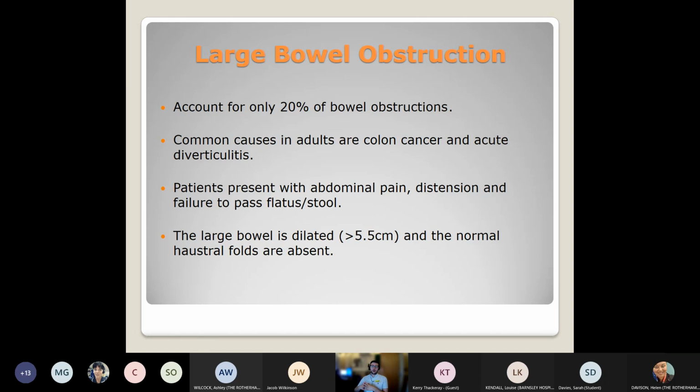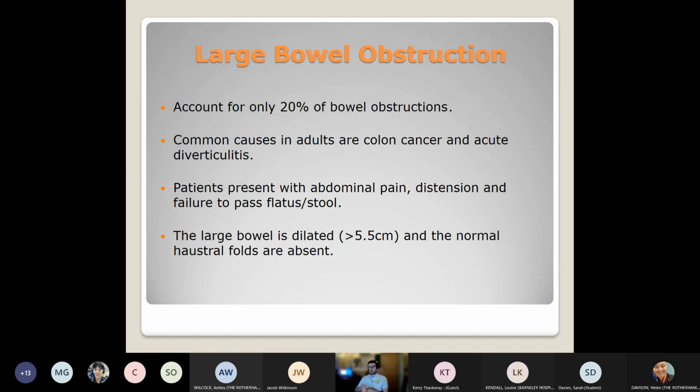More often than not, though, it's secondary to malignancy. And if you see any evidence of large or small bowel obstruction, they'll need a CT, and then you'll be able to evaluate it properly. Patients will present with generalized abdominal pain. It'll be visibly distended. Sometimes you can feel a palpable mass, and they'll have a failure to pass flatus or stool.